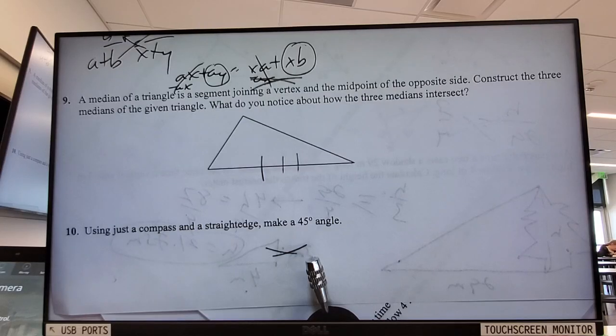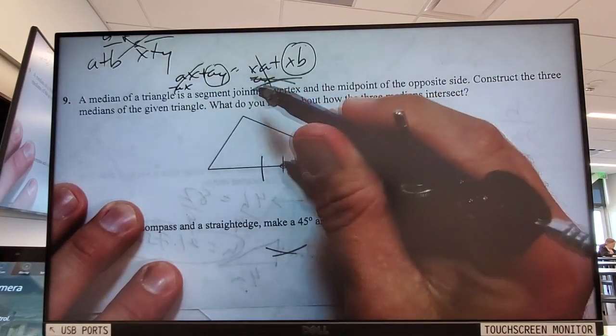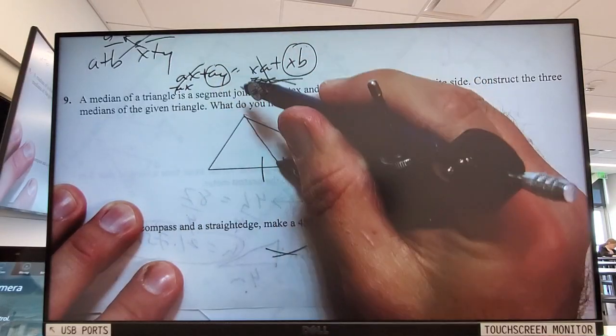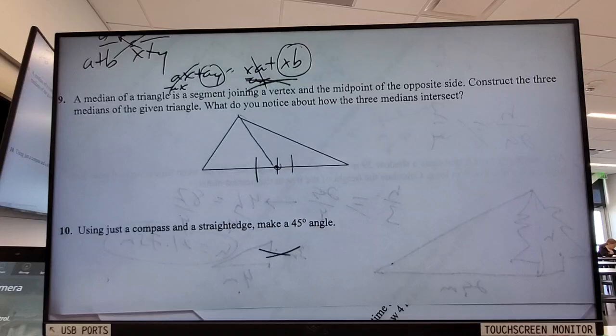So right there, you would connect that top vertex to that midpoint I just found. You would take the vertex across from the midpoint. So this is the midpoint. You would take this vertex and draw a line to there. And now do that two more times. That's how I made those lines.